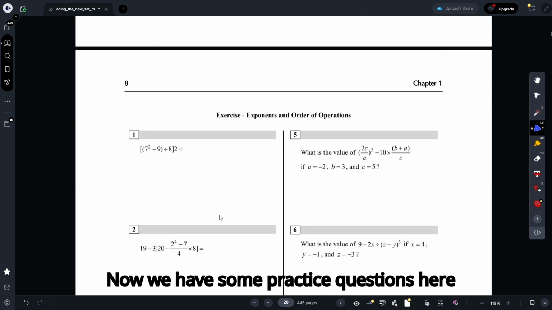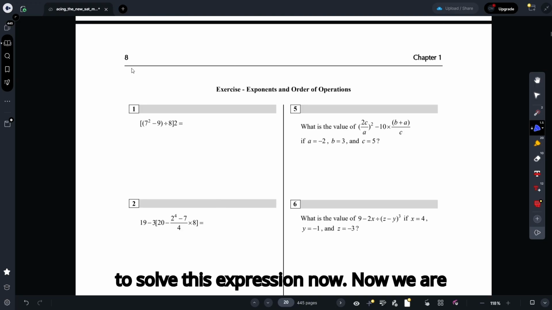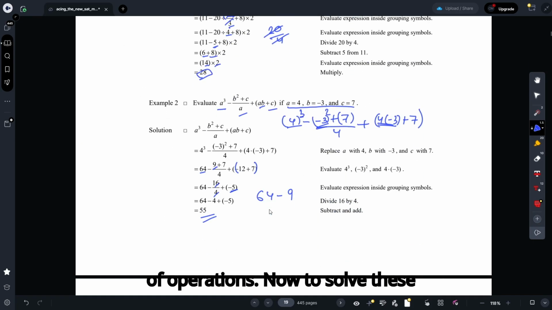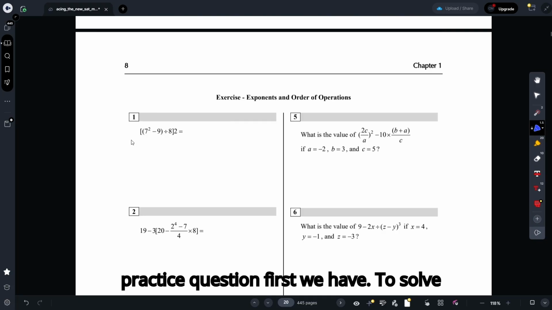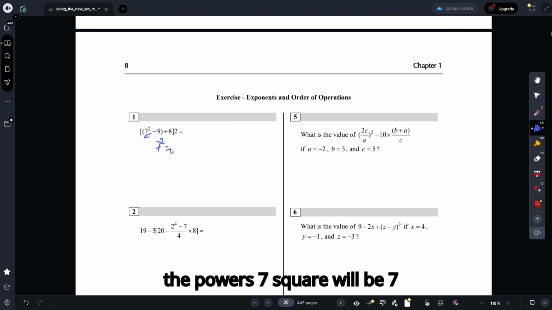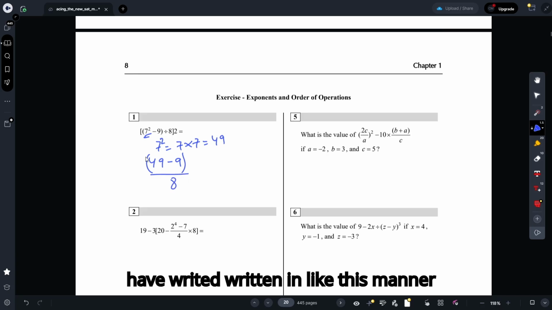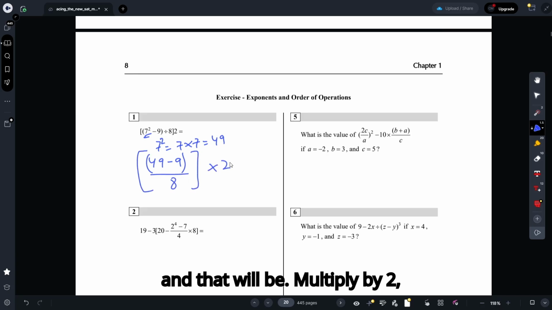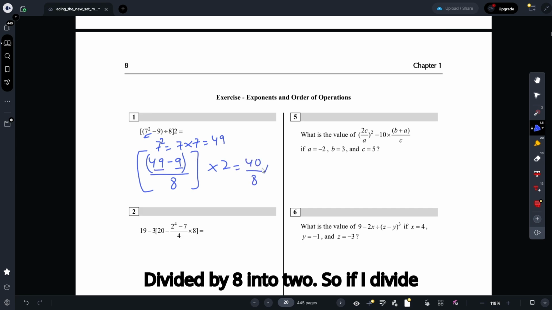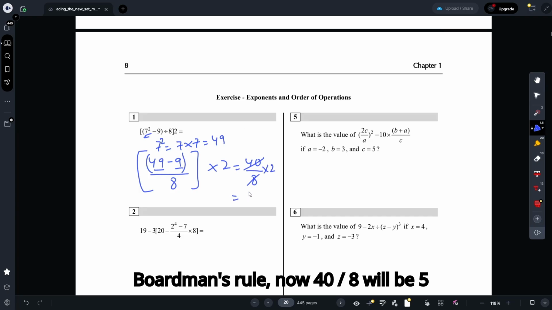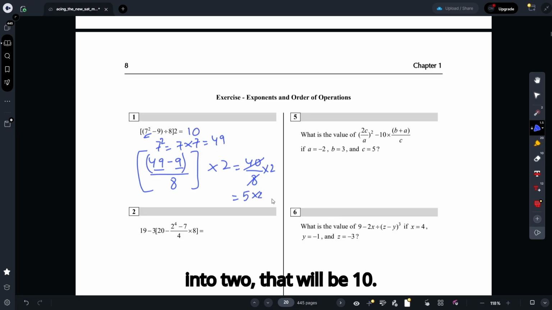Moving on, now we have some practice questions to solve these expressions. Now we are doing the practice for the order of operations. To solve these practice questions, first we have to solve the powers. 7 square will be 7 into 7, that will be 49. Now 49 minus 9, open bracket, divided by 8, I have written it in this manner, and that will be multiplied by 2. So 49 minus 9 will be 40, divided by 8 into 2. I divide first because we are following the BODMAS rule. Now 40 divided by 8 will be 5, into 2, that will be 10.